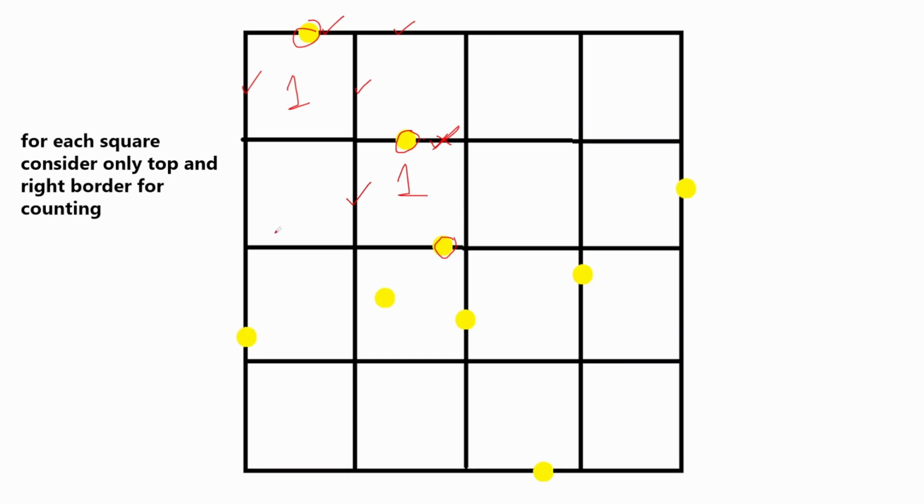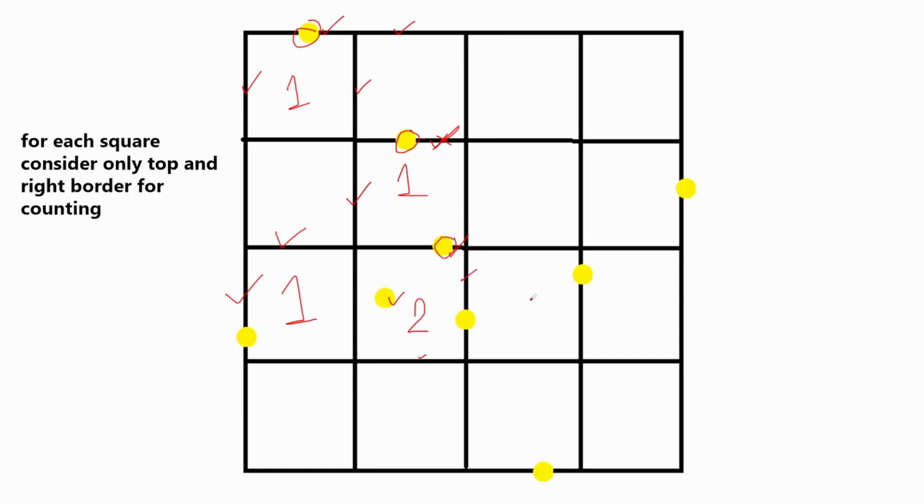Then we come over here. It is touching the right boundary. So we will write one over here. And then we come back over here. There is one cell, two cells. I will write two over here. I'm not going to take it into consideration because it's touching the left and the bottom boundary.